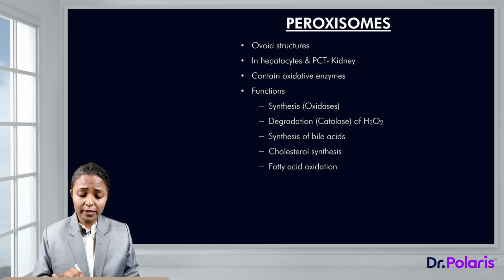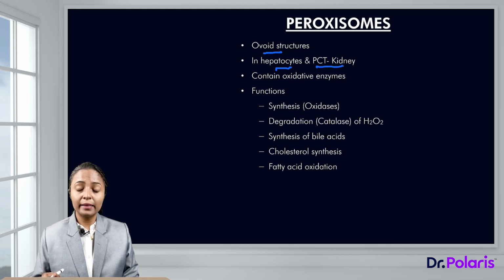Peroxisomes are ovoid structures present in hepatocytes and proximal convoluted tubules in kidney, and they contain oxidative enzymes. These organelles are very important for protection from the free radicals. So they basically cause degradation of the peroxide. This is one of their most important functions. Additionally, they cause synthesis of the bile acids, important for cholesterol synthesis and fatty acid oxidation.